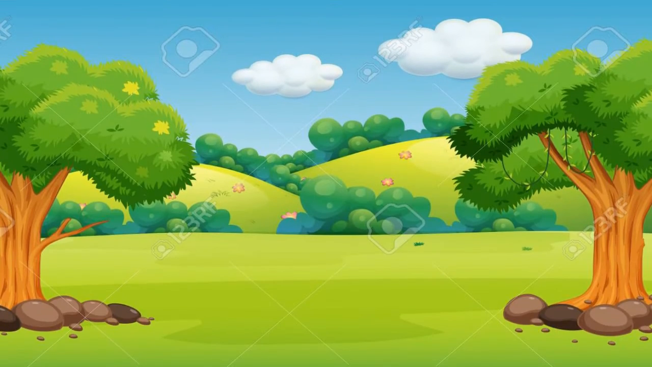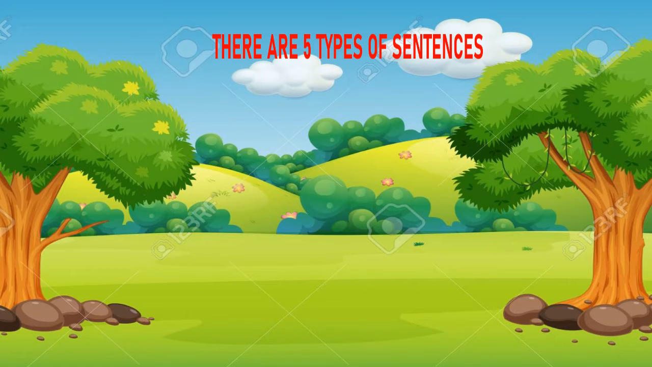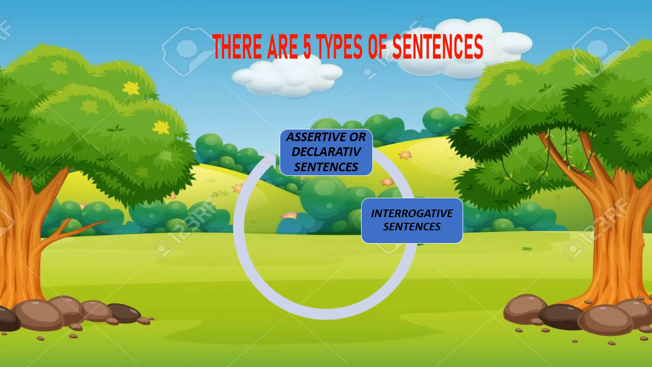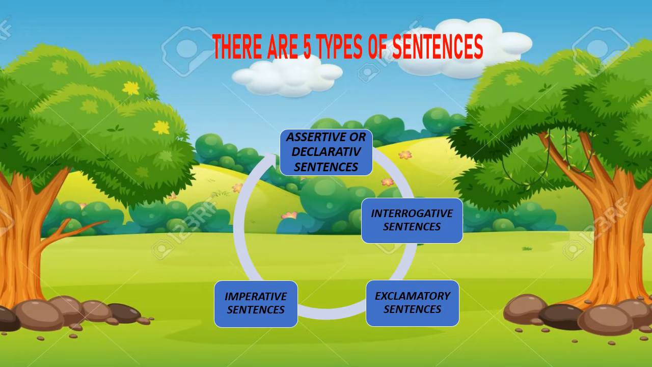So, types of sentences. There are 5 types of sentences, and one by one, we are going to see all of them. The first type of sentence is assertive or declarative sentences. The second is interrogative sentences. The third one is exclamatory sentences. The fourth one is imperative sentences, and the last one is negative sentences. We are going to learn all these 5 types of sentences in this PPT.